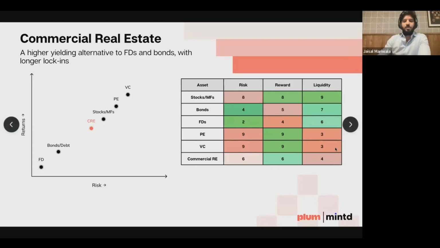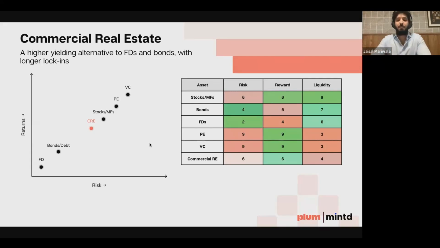Here we are with commercial real estate, and here's where it fits. The main thing to think about first and foremost when you invest in commercial real estate is, do I need fixed income, or do I need income for my portfolio as opposed to just wealth creation? Because commercial real estate is a great higher yielding alternative to FDs and bonds with a little more risk and a longer lock-in. So think about that. Do I need fixed income in my portfolio? If so, commercial real estate could be a good option, especially fractionalized.